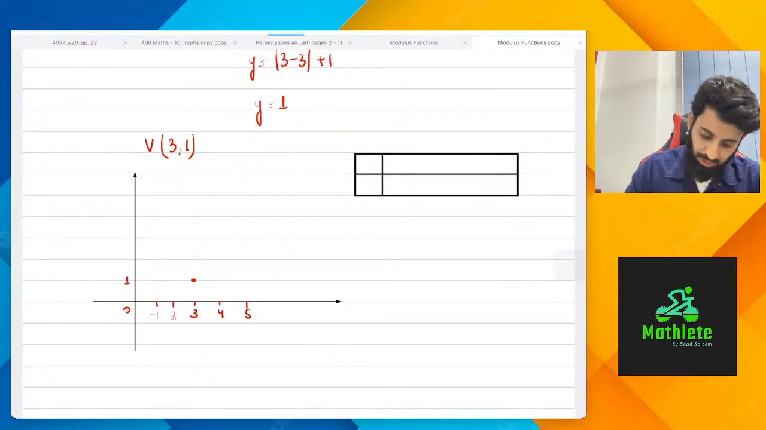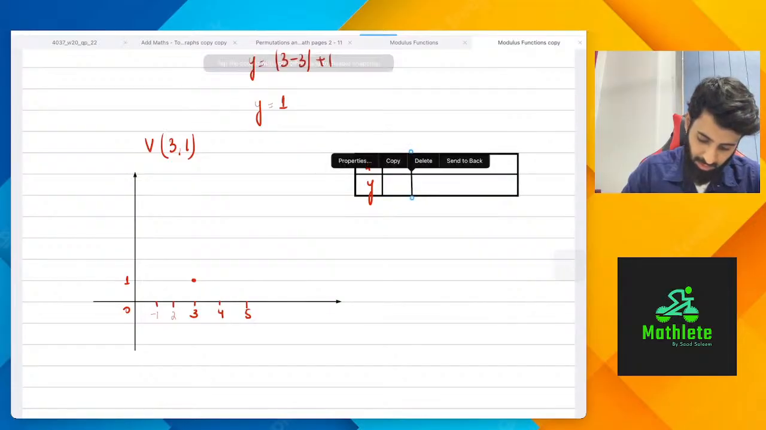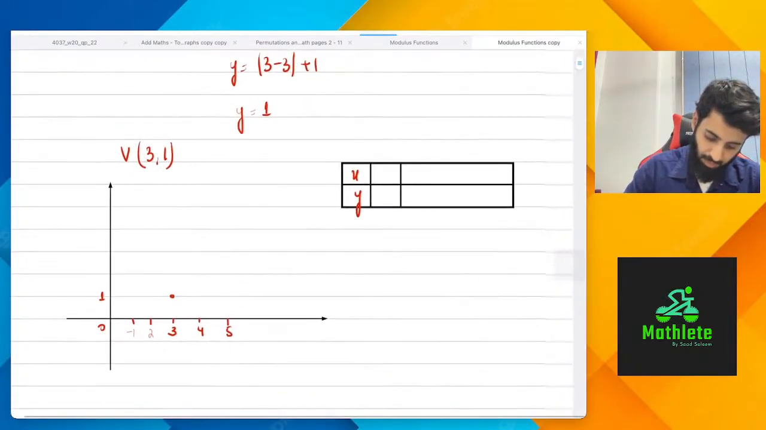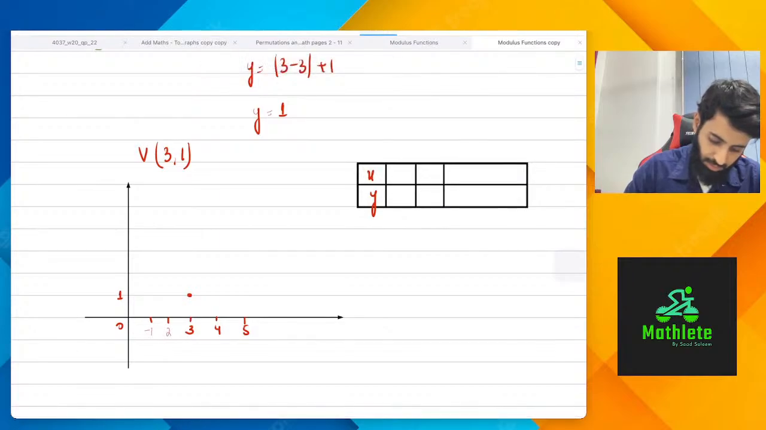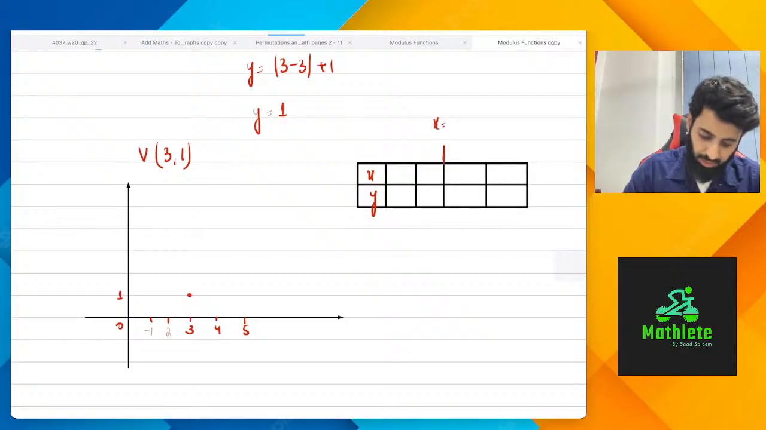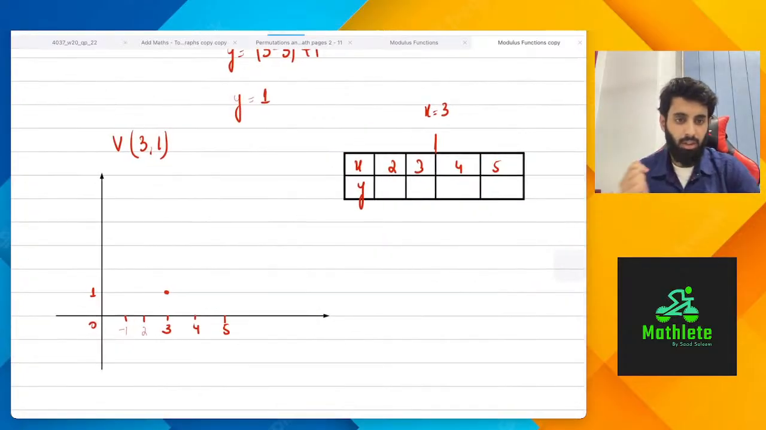So here's how this works. Here's x, here's y. 1, 2, 3 and 4. Somewhere over here is our vertex with x equal to 3, so I'm going to plug in 4 and 5 and I'm going to plug in 3 and 2 to find out the other points. Shouldn't you draw a curve?